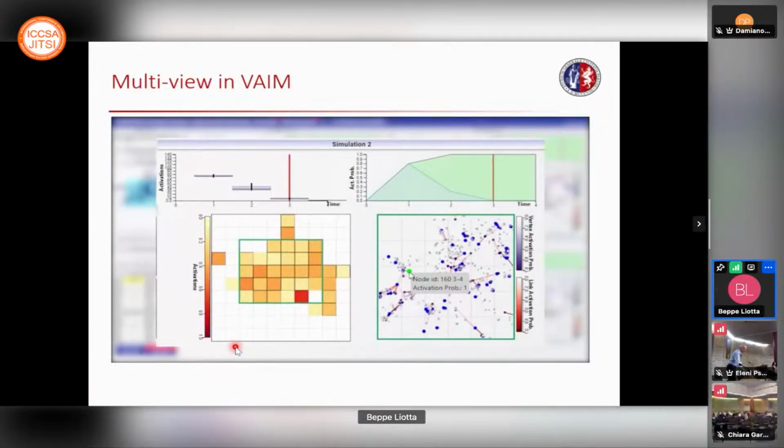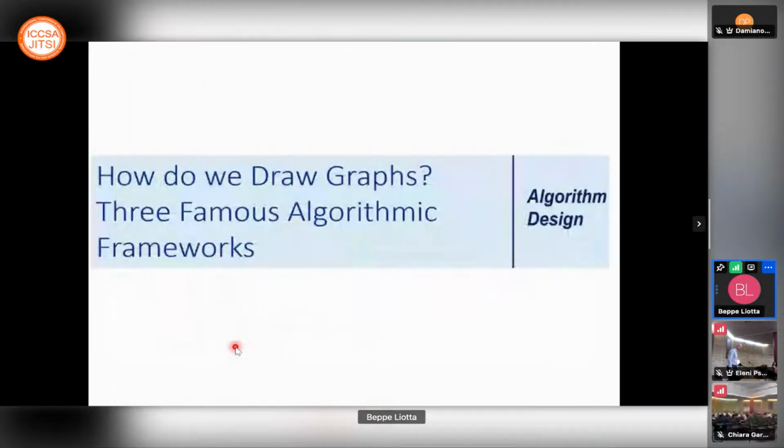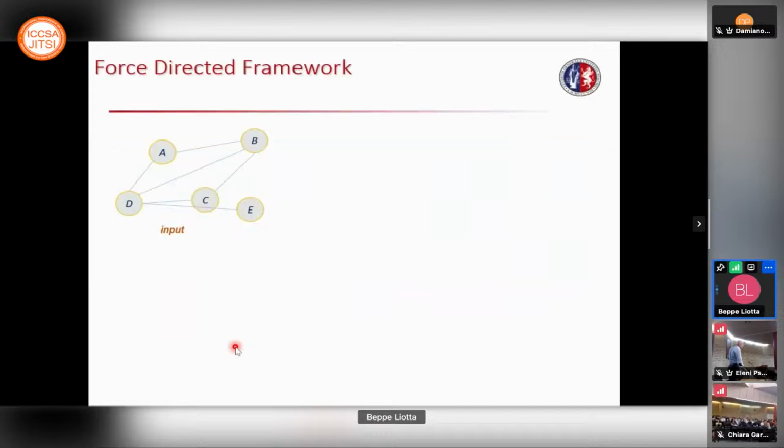Okay, then let me skip this, and go to the second part, the second big area of graph drawing and network visualization, which is algorithm design. You must have already gotten the idea that there are several combinatorial optimization problems behind these technologies, but I want to at least mention three famous algorithmic frameworks that are widely adopted.